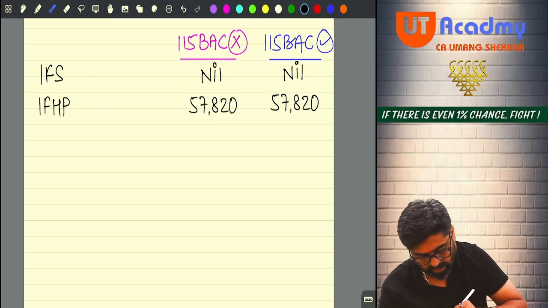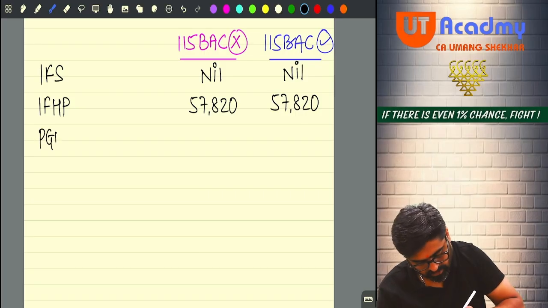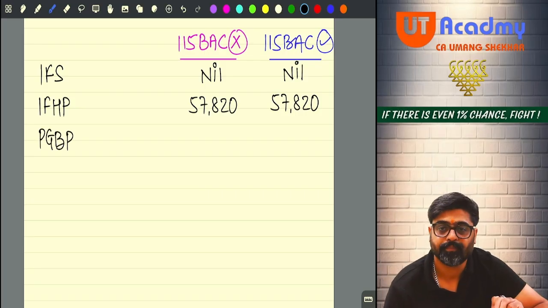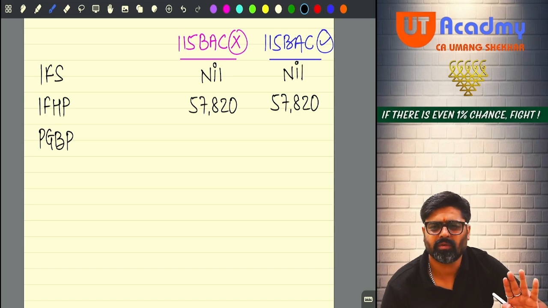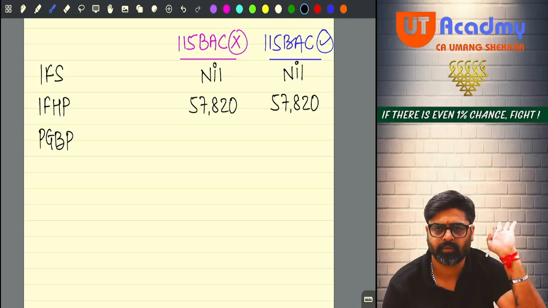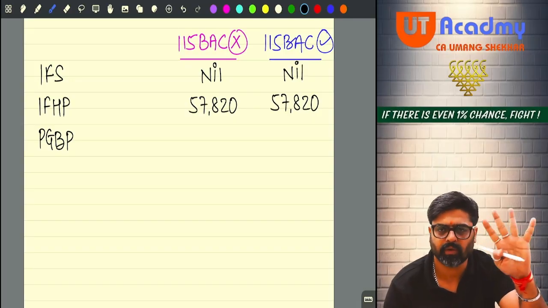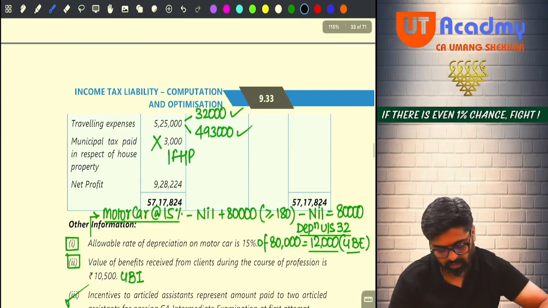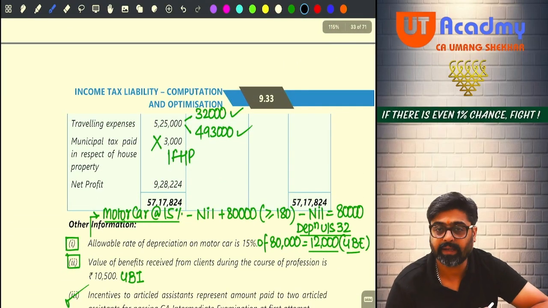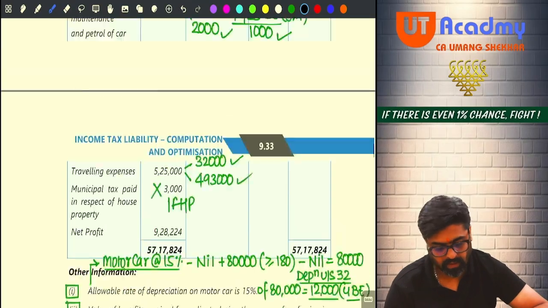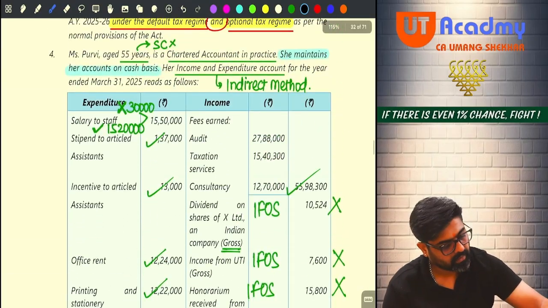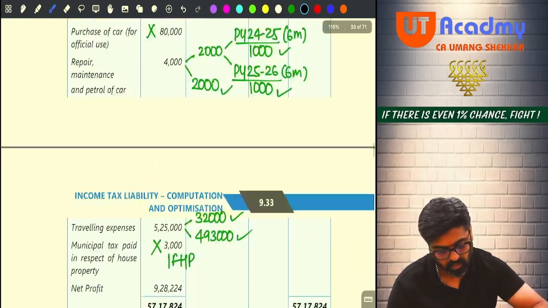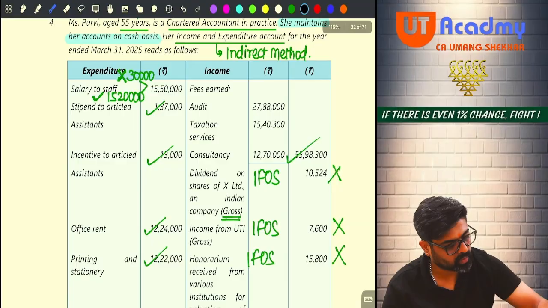57,820. Okay. Now, PGBP. Be very, very careful. Let us assume that we are not following 115 BSc and we'll calculate the PGBP first. Then we will see what is to be done. Do you have profit? Take profit on your calculator: 9,28,224.